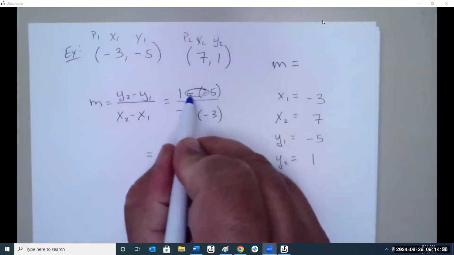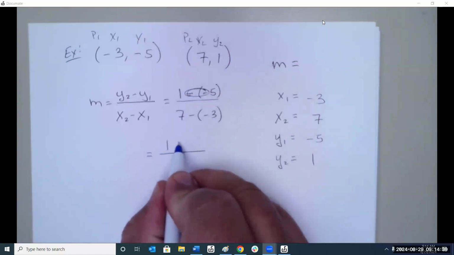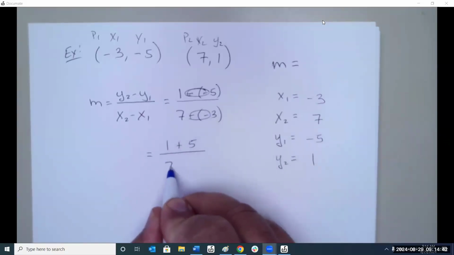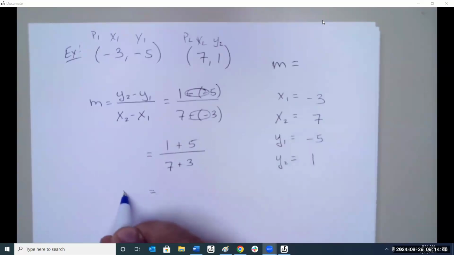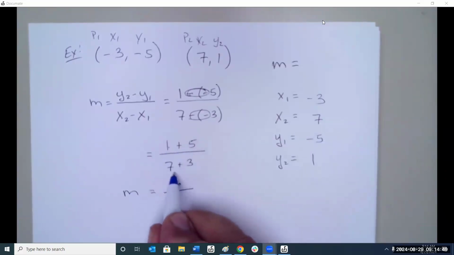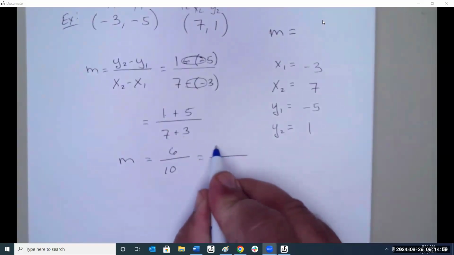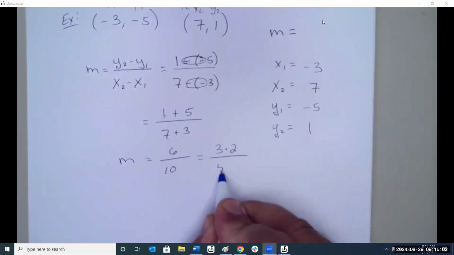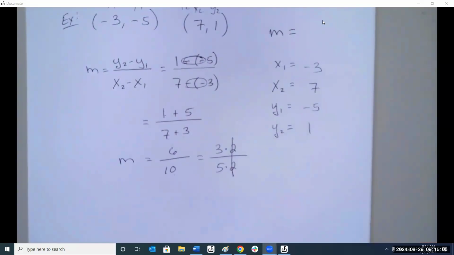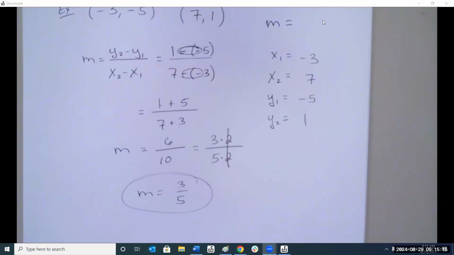So order of operations, you have to do multiplication first. So negative times negative is positive. 1 plus 5 is 6. 7 plus 3 is 10. There. Can you simplify it? 6 is made up of 3 times 2. 10 is made up of 5 times 2. They both have a 2 in common. Always, always, always simplify. That's your slope. So that's the slope equation.